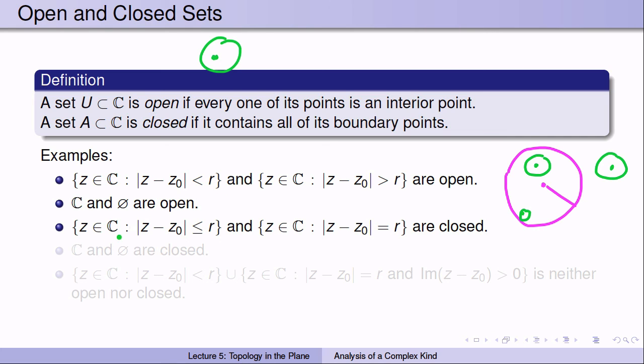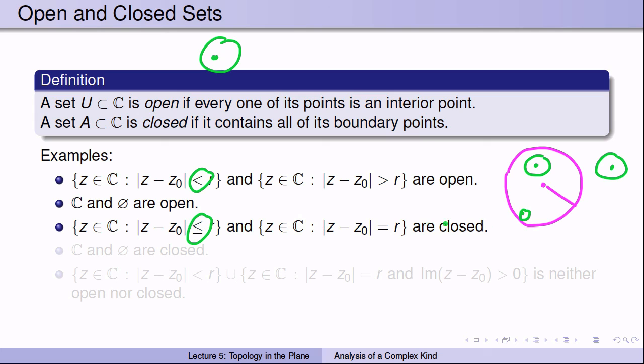Now, here's an example of a closed set. The disk of radius r, but this time instead of writing a strict inequality, I made it a less than or equal to. So I did include these boundary points. Now it's a closed set, because it's the disk together with all of its boundary points. So this includes all of its boundary points, and it's a closed set.